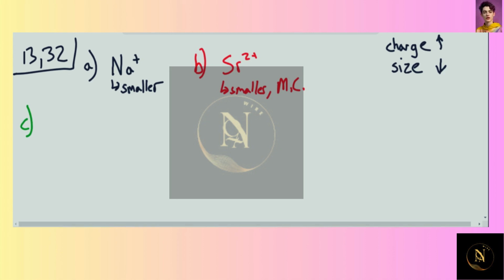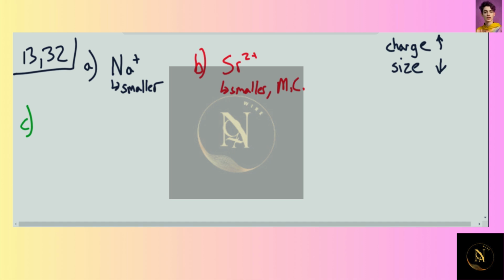In part C, we're looking at sodium plus or chlorine minus. So they both have the same magnitude of charge. Even though one is positive and one is negative, we have the same magnitude. So the issue comes down to size, sodium or chlorine.